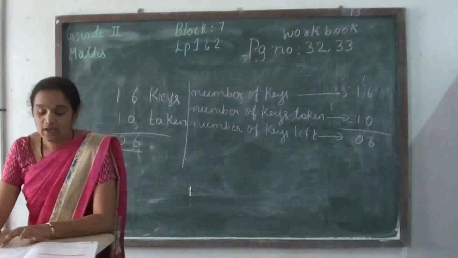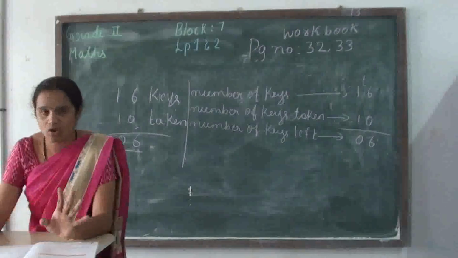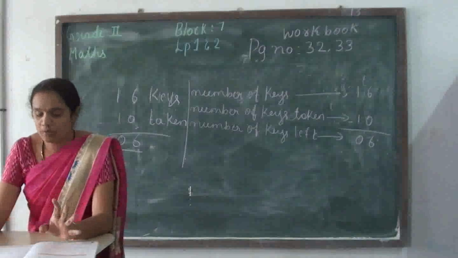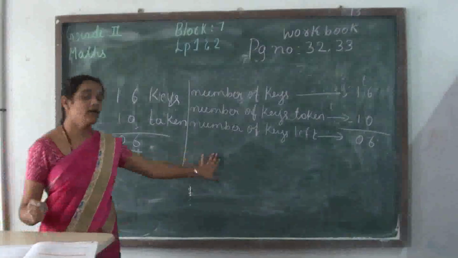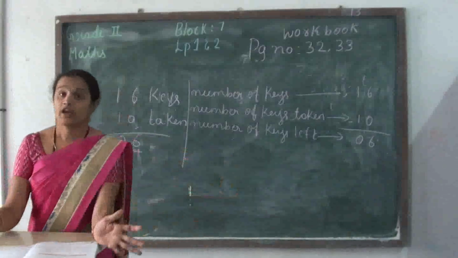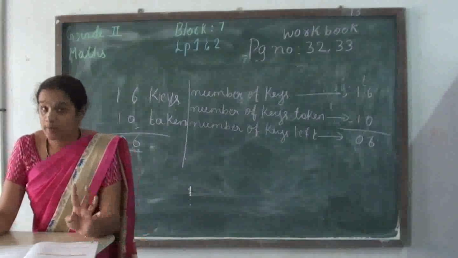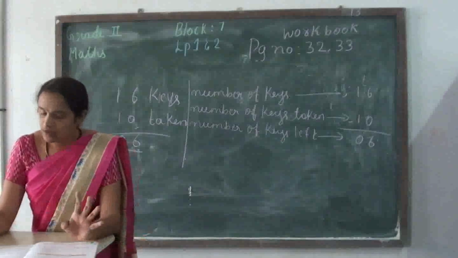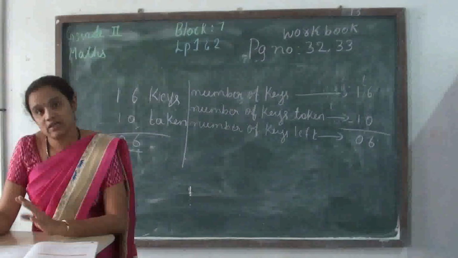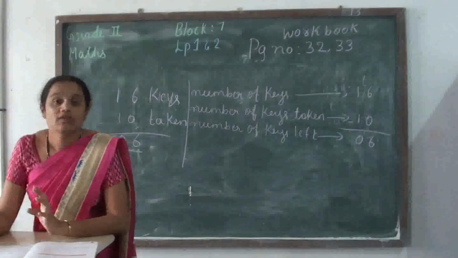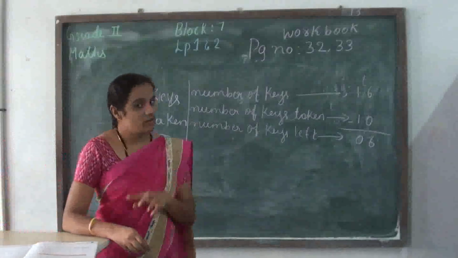Last one again, there are 13 people in a room. In that 14 people went away. Okay, how many people are left in the room? Same thing, you have to write it with the statement and fill it out. Number of people in the room, 13. Number of people left, 4. So, total number of people leaving. Last one. Understood? This is all about your block 7, LP1 and LP2.